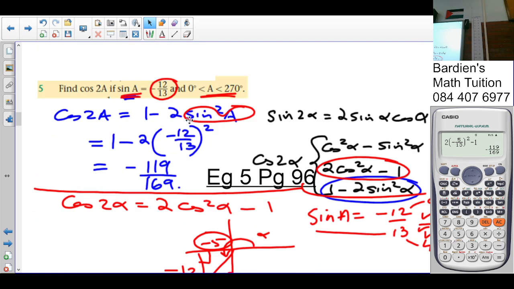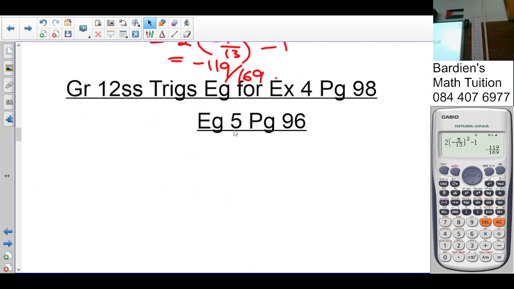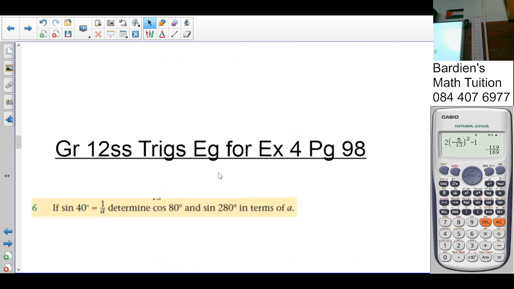But most of the time you would have to draw it, because if they give you sine there, they would ask you something more with the cos of 2a. So that's why I needed to show you how to do that as well.